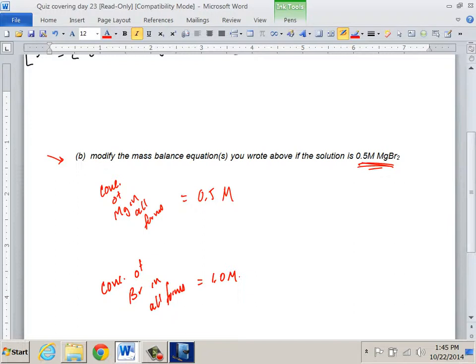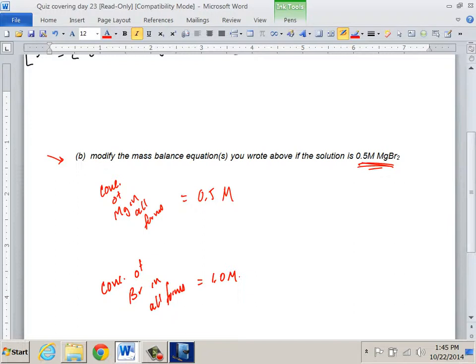Oh, yeah, sorry. You can give it to Gloriana. Why? Because of the 2. Exactly. When this breaks up, you get twice as much bromine. Ratio of 2 to 1. So that's why you've got a 1 here.